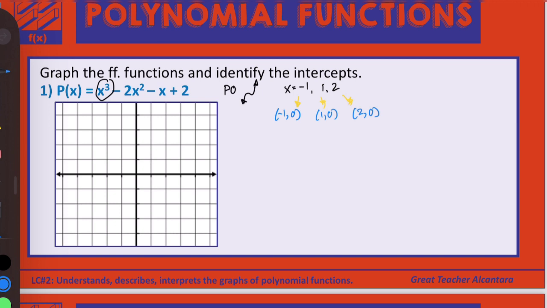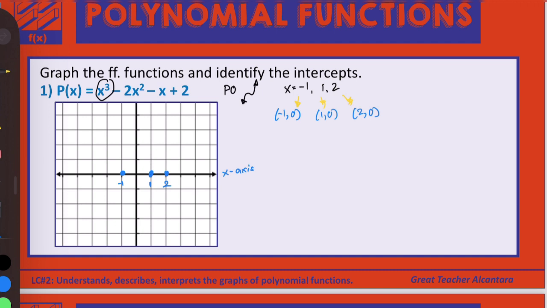So you have negative 1, 0 here, negative 1. Again, guys, this is the x-axis. So the x-intercept should be found there. You have here 1, 0, and then lastly you have 2, 0. So again, once you've plotted the points based on the x-intercepts, you will now be able to graph the polynomial function.